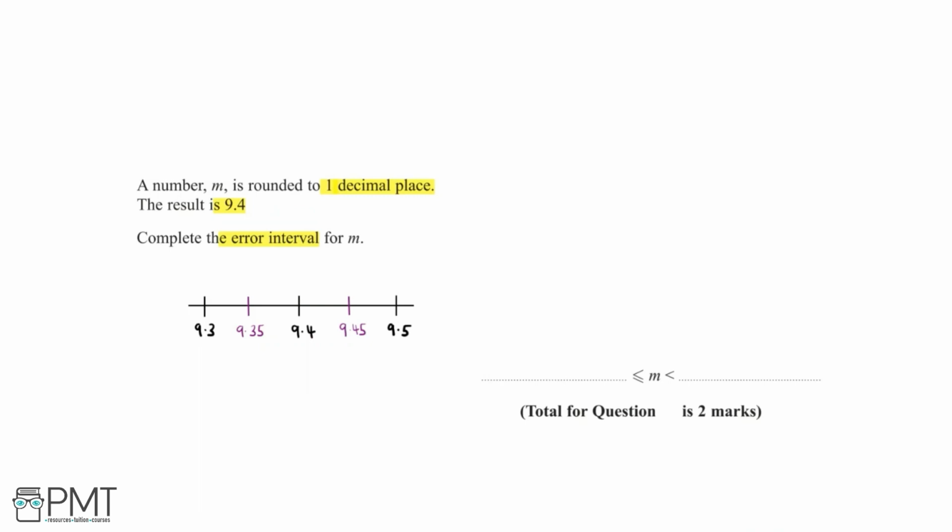And so we can see that our error interval for m would be between 9.35 and 9.45, including 9.35, but not including 9.45, which we've written as our final answer. Now we get the 2 marks in this question for correctly writing 9.35 in the right place and 9.45 in the right place, allowing us to get the full 2 marks needed in this question.